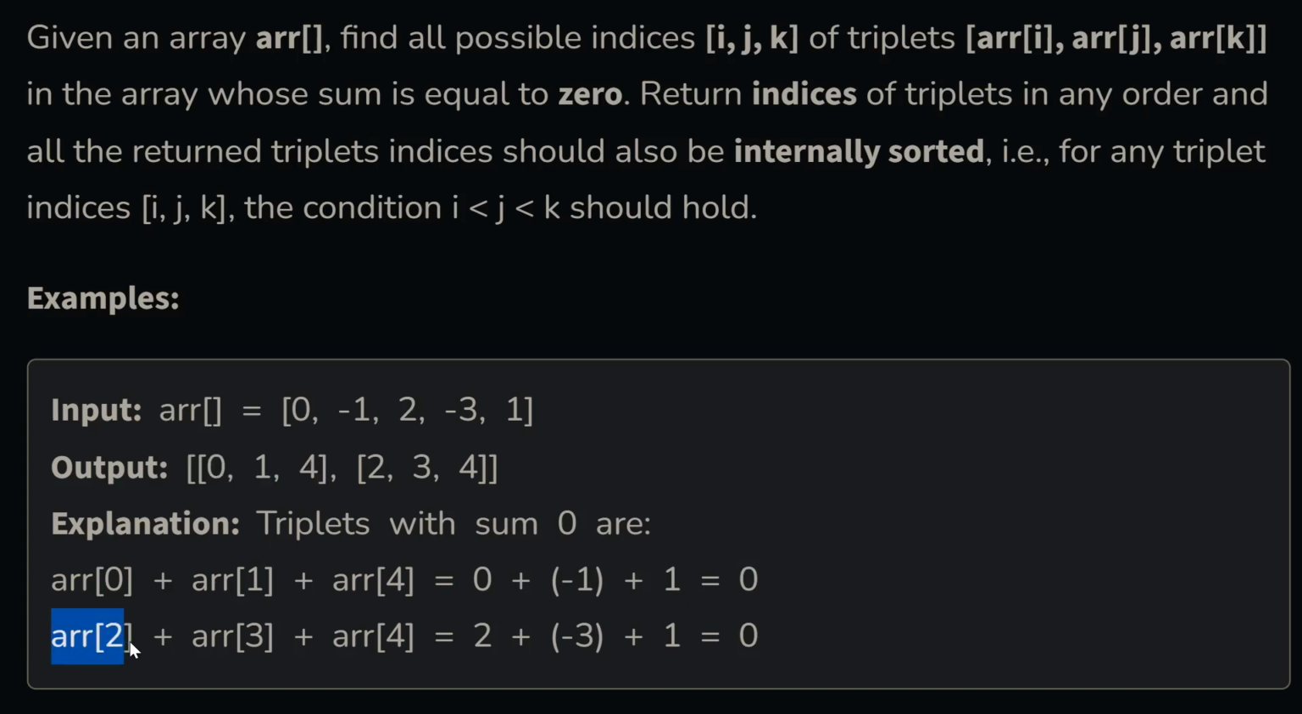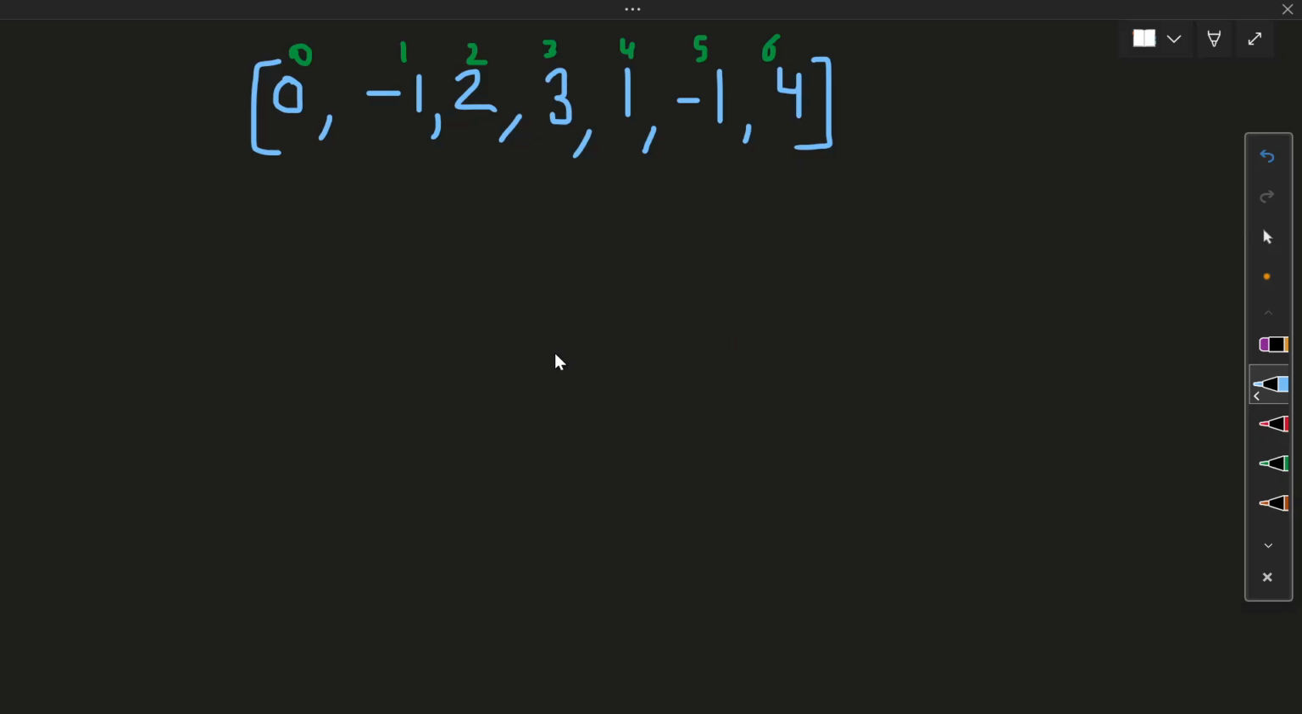Same applies for indices 2, 3 and 4. The summation is 0, so we need to pick the indices 2, 3 and 4. So that's about the explanation. Let's try to build the approach.